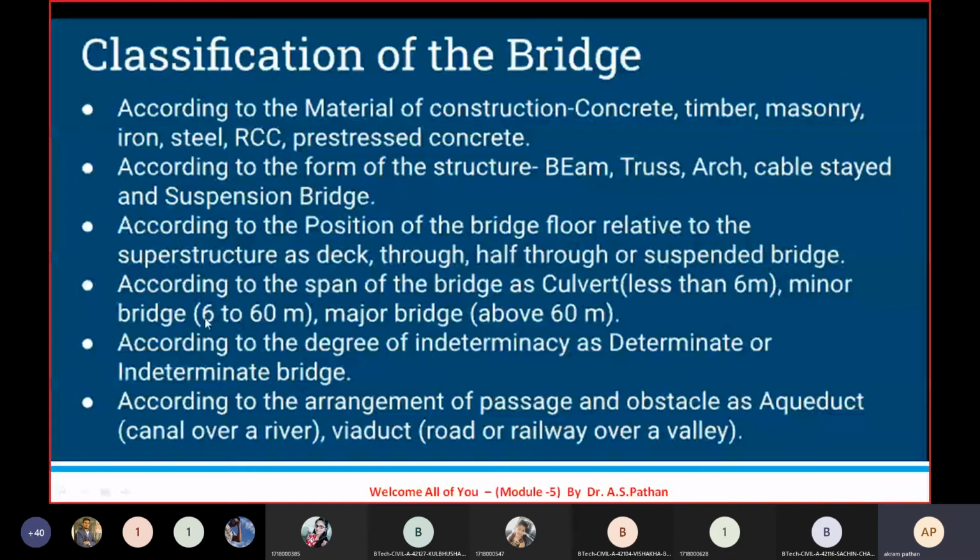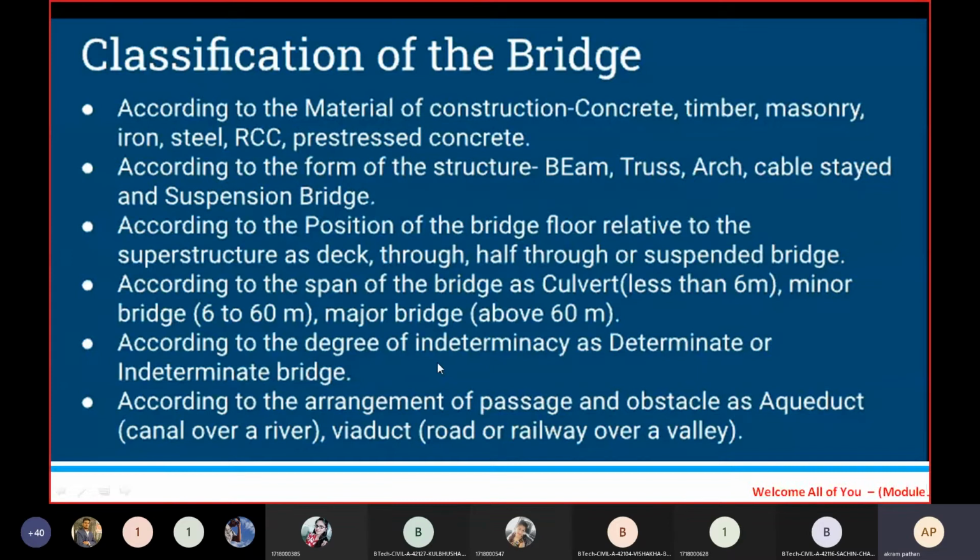Okay, now the next classification of bridges is according to the span of the bridge. When the span of the bridge is less than 6 meters, we call it a culvert. If the span is between 6 to 60 meters, we call it a minor bridge. And if the span is above 60 meters, we call it a major bridge.